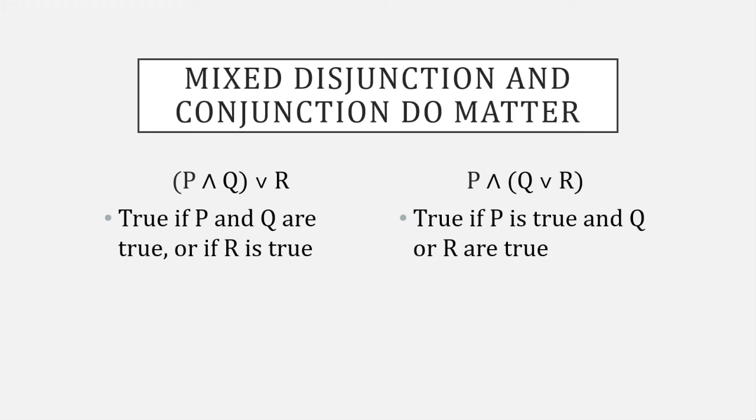Here's where it does matter. If you have a mix of ands and ors, now where the brackets go makes a big difference. Now you have to be specific. The thing on the left says it's true if P and Q are true, or R is true. So either both P and Q have to be true or R has to be true. The thing on the right is true if P is true and either Q or R is true. And those are true under different circumstances.